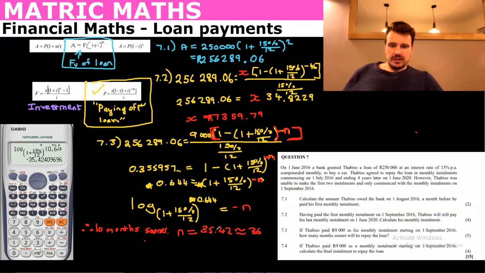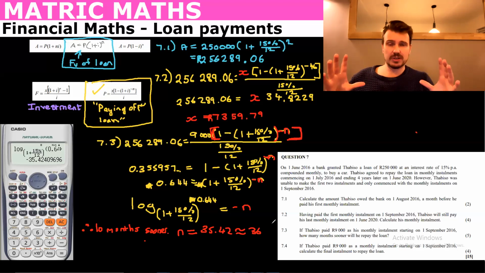Okay, now the last question, 7.4. So this again used the payments formula, paying off a loan. This says if Tabiso paid 9,000 monthly installments starting on the first, calculate the final installment to repay the loan. Okay, so this is a very common question. It's often the balance outstanding question, and I'm going to do a video on the balance outstanding of a loan as well, just because this comes up a lot.